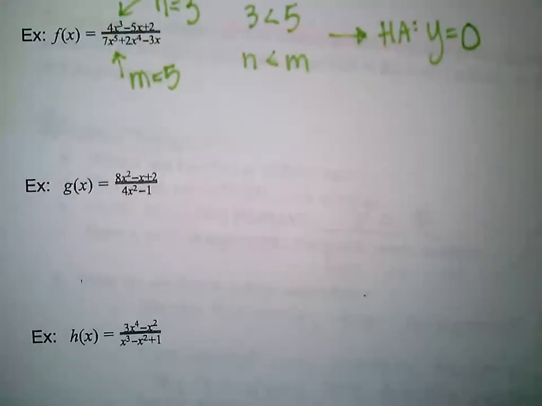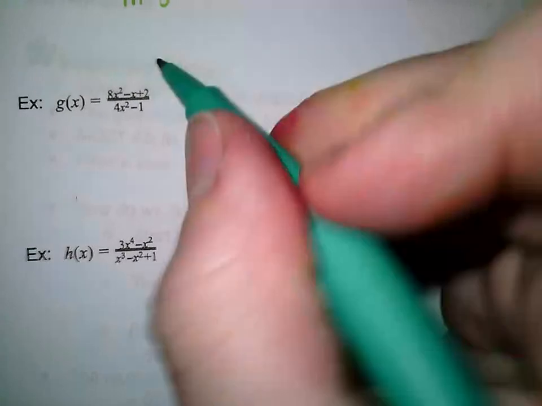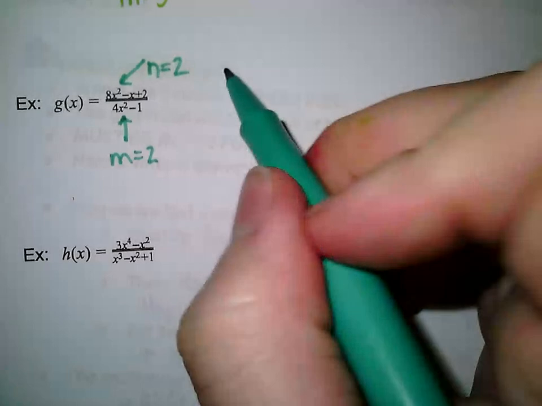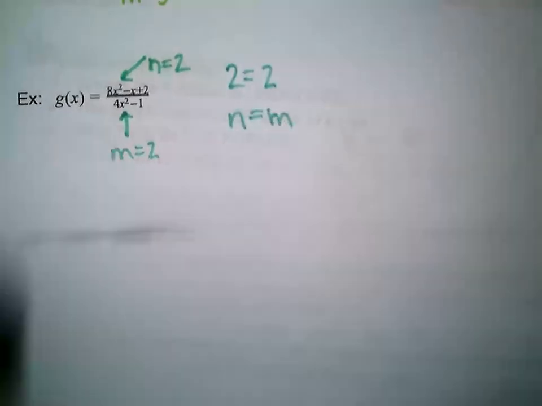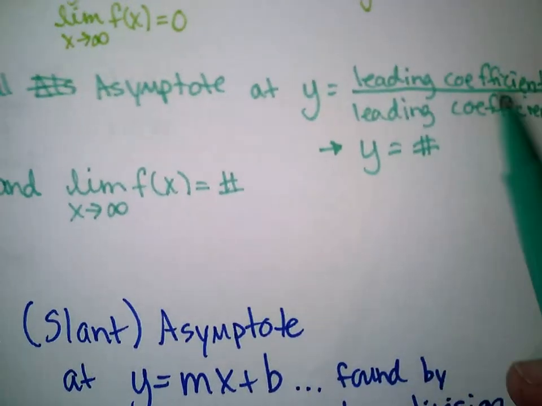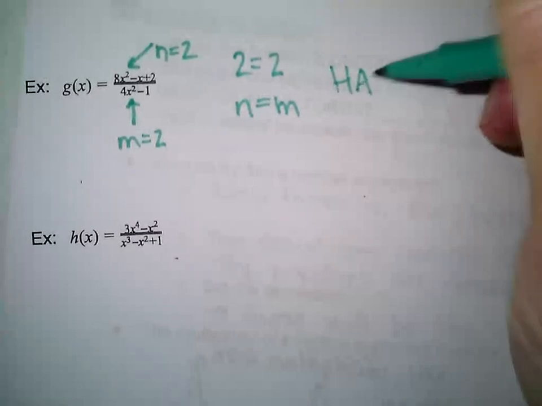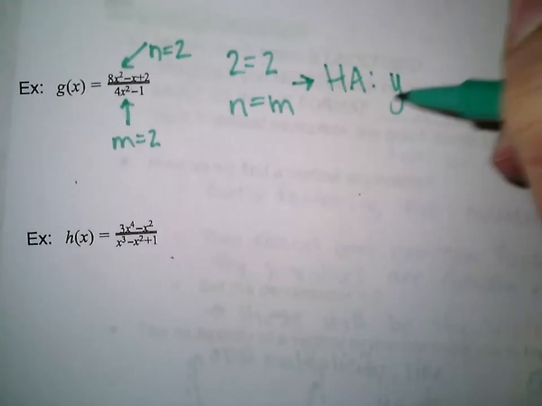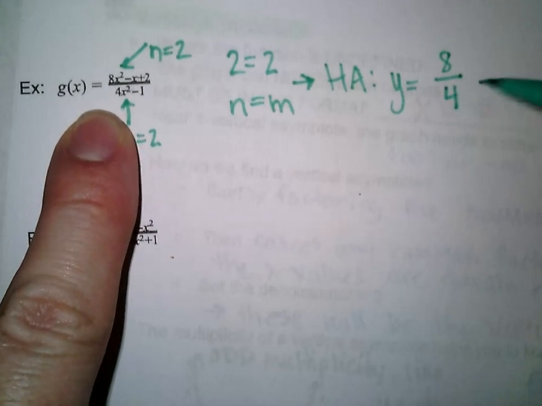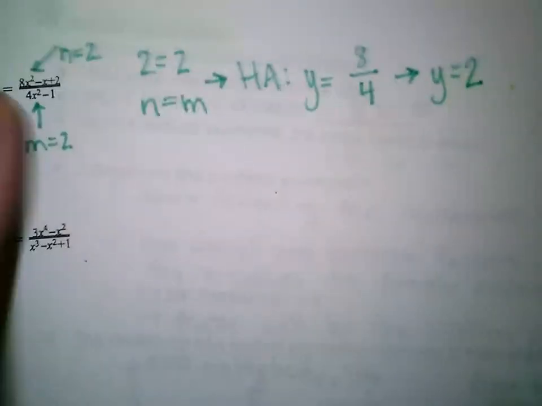What's our next one? The degree of the numerator is 2. The degree of the denominator is 2 as well. So here I have n equals 2. Here I have m equals 2. Since 2 equals 2, that's the one where n equals m. So when n equals m, we're going to have a horizontal asymptote at y equals the leading coefficient of the numerator divided by the leading coefficient of the denominator. So this guy has a horizontal asymptote at y equals 8 from the numerator over 4 from the denominator. So that gives me y equals 2 for my horizontal asymptote.